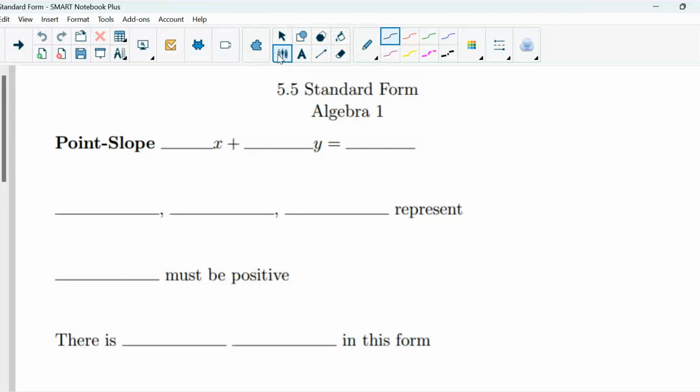Let's look at standard form. Just a warning, standard form is a bit of a longer lesson. I will do my best to trim this down to make the video as reasonable a length as possible. Actually, this should not say point slope. Already a typo right out of the bat. This should say standard form.